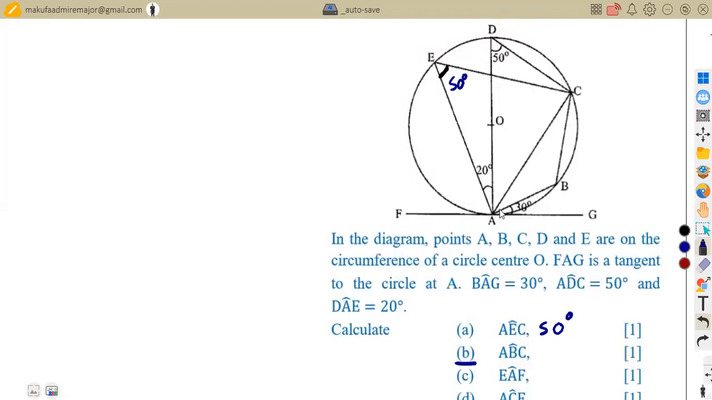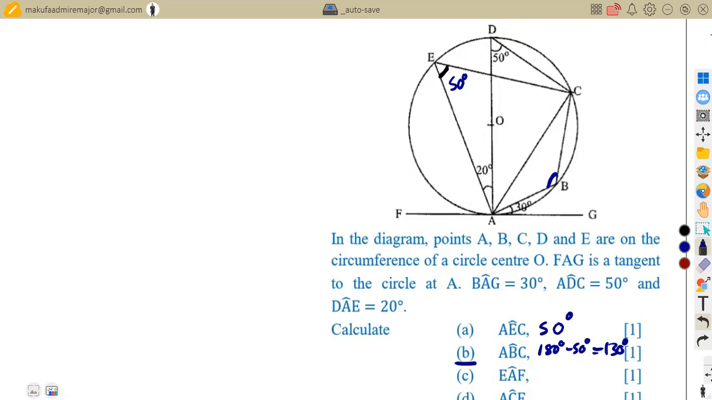Then we've got ABC. If you check here, we are having a cyclic quadrilateral, and on a cyclic quadrilateral, opposite angles are supplementary. They add up to 180. So this one was going to be 180 minus 50 degrees, which was going to give us 130 degrees.